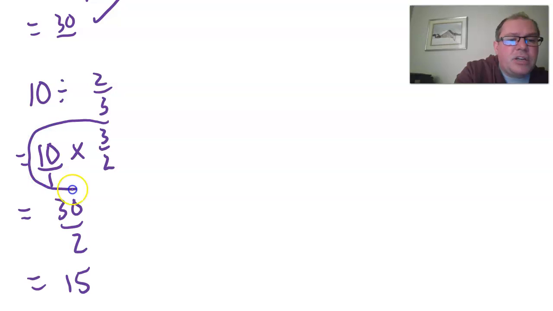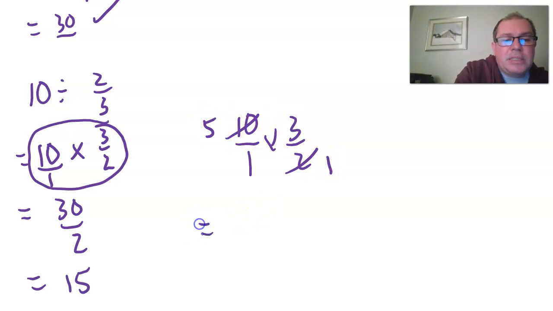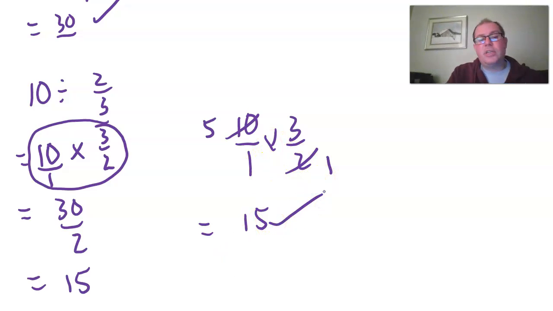Of course, here I could have actually cancelled, couldn't I? I've got 10 over 1 times 3 over 2. 10 over 2 simplifies to 5 over 1, getting me to the answer as 15 over 1 more quickly. So you can still use your old cancelling tricks as well.